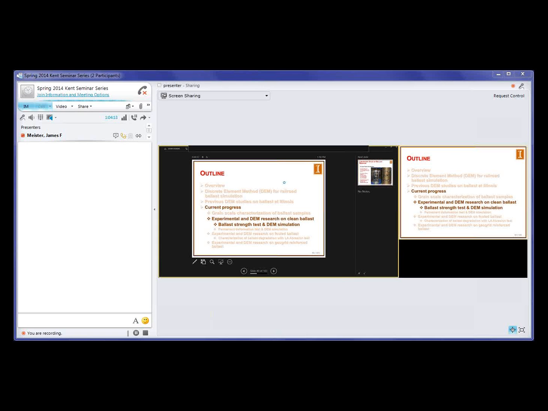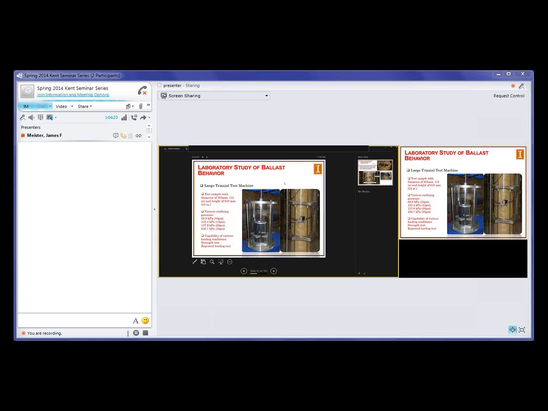And this is the triaxial test machine we have in MPF. In this kind of triaxial test, the sample is 12-inch by 24-inch, which is 30 centimeters and 60 centimeters. And we can apply different confining pressure. In this case, we use 10, 15, 20, 30 PSI confining pressure. We're not only able to do monotonic strength tests, we can also do repeated loading tests.